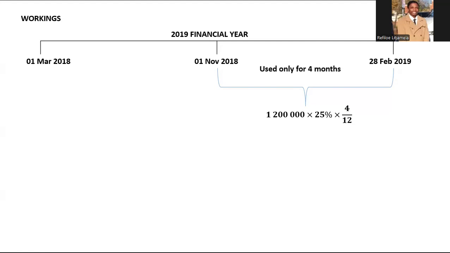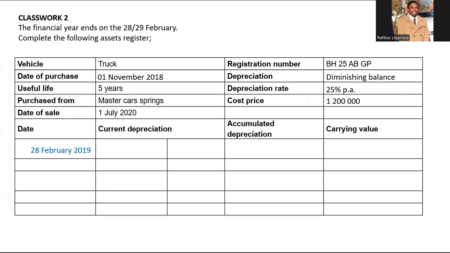So the pattern that I see here is that when an asset is purchased, you check when it was purchased and you depreciate until the end of the year. And when it is sold, you start by depreciating it from the beginning of the year until the date of sale. So it won't reach the end of the year unless it was sold right at the end of the year.